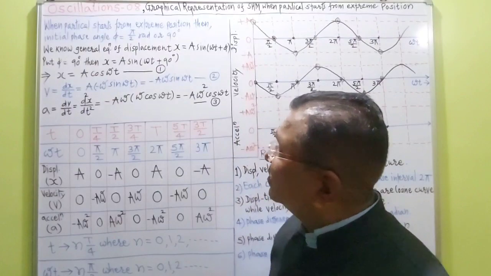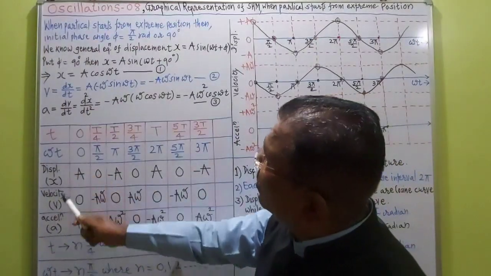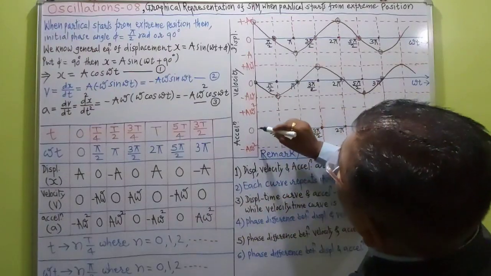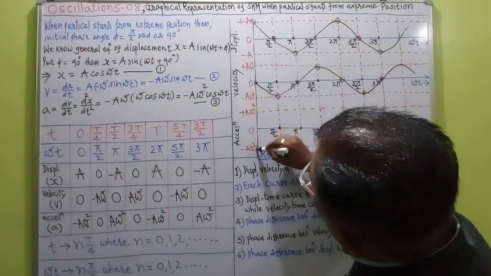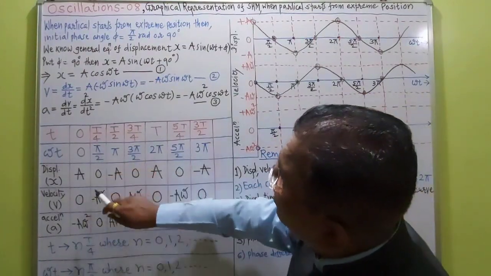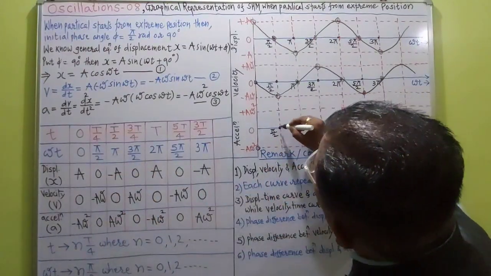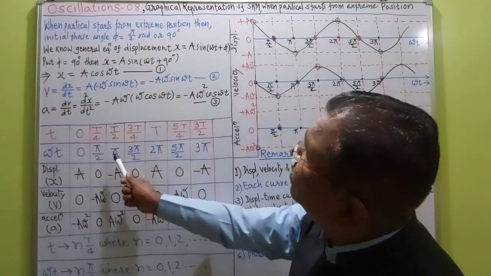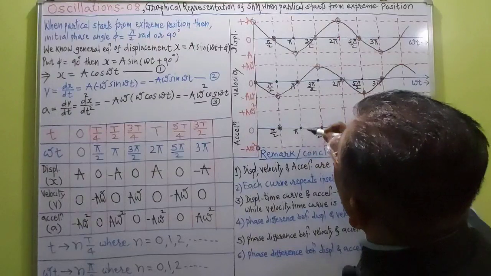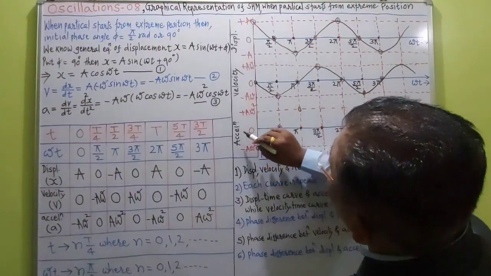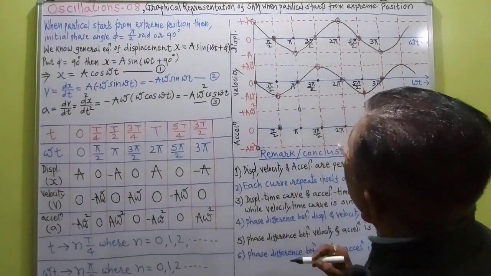Then acceleration. See here. When omega t is equal to 0, acceleration is minus A omega square. Here we get it. When omega t is equal to pi by 2, acceleration is 0. The point is here, 0 acceleration like this. When it is pi, at that time acceleration is A omega square. So plus A omega square and minus A omega square are the extreme values of acceleration.